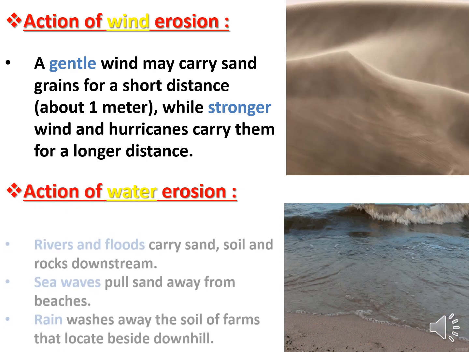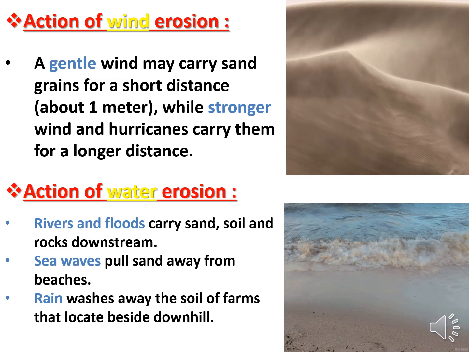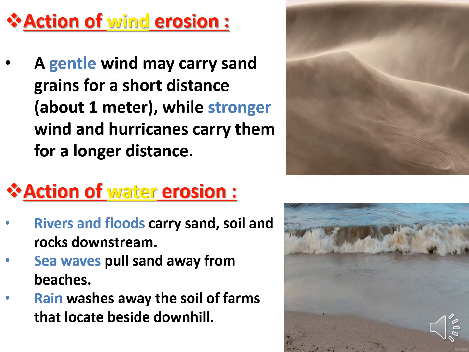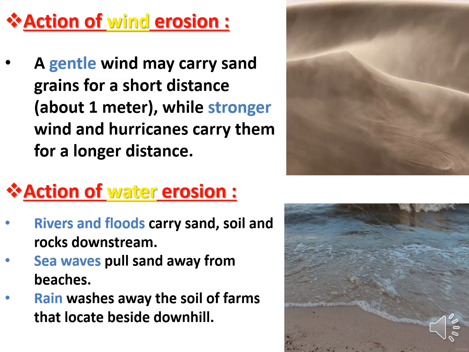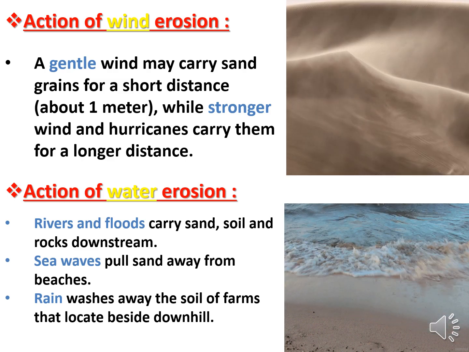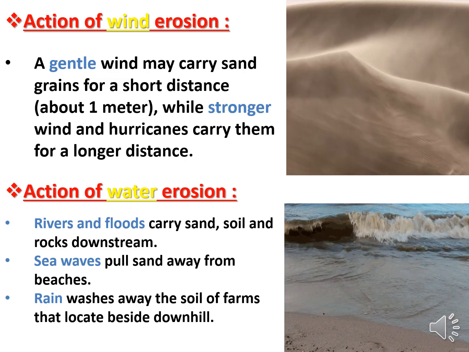Action of water erosion. Rivers and floods carry sand, soil, and rocks downstream. Sea waves pull sand away from beaches, and rain washes away the soil of farms that are located beside downhill.